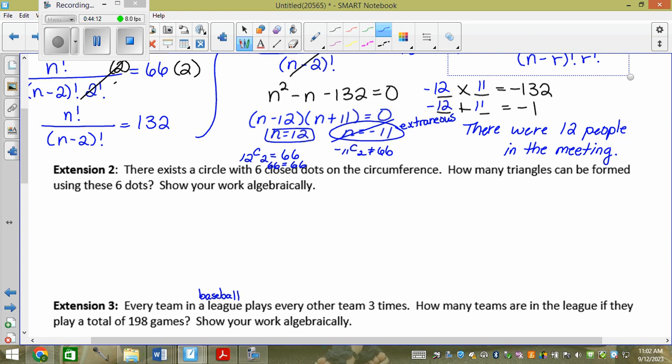So every team in a baseball league plays every other team 3 times. That means every other team, not this team. Not like this team, but not this one. This one, but not that. Every other team in the league. So if there's 6 teams in the league, this team plays the 5 other teams. Okay, that's what that means.